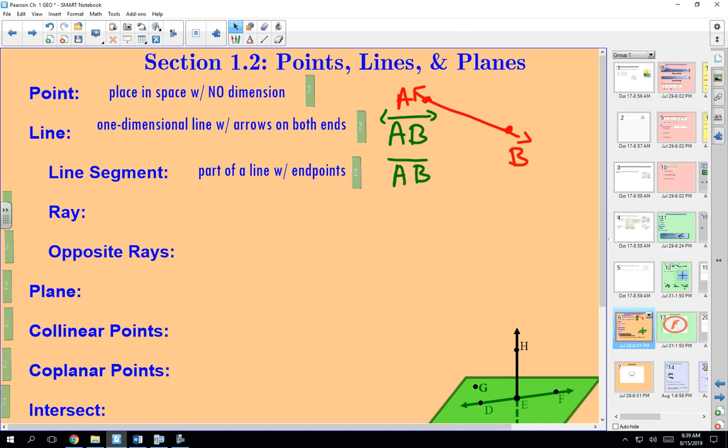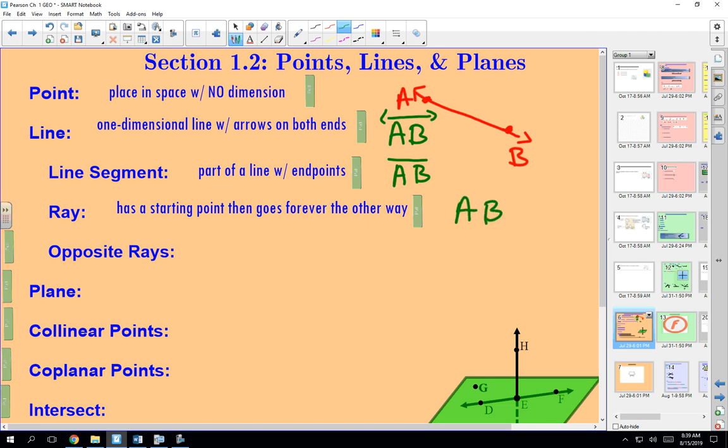A ray is defined to be a part of a line that has a starting point and then goes on forever the other way. And it has its own symbol as well. We would write AB and then place the ray symbol, which has a starting point on the left, and then goes forever, in this case, towards B and beyond.